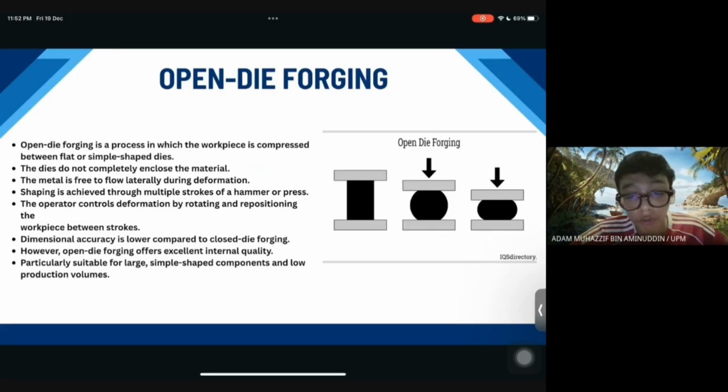Because the metal is not confined within a closed cavity, dimensional accuracy is lower compared to closed die forging. However, open die forging provides excellent internal quality and soundness. This process is particularly suitable for large, simple-shaped components and is commonly used in low production volume.